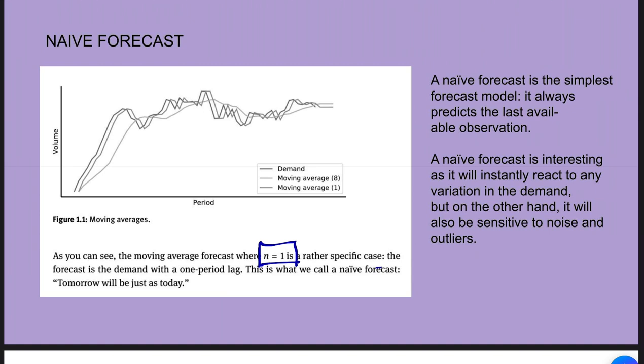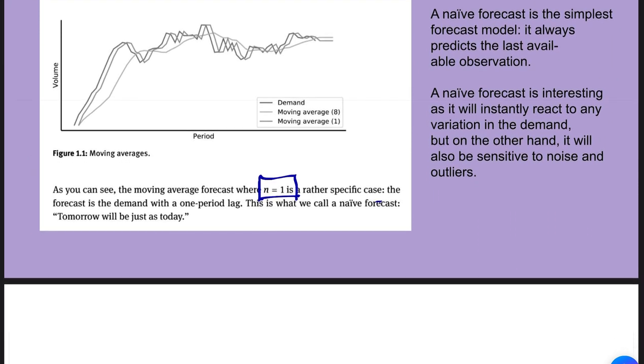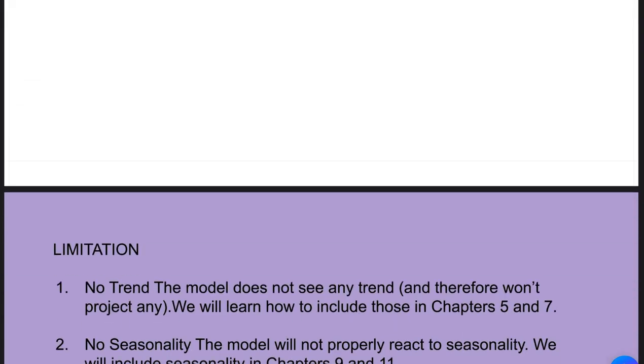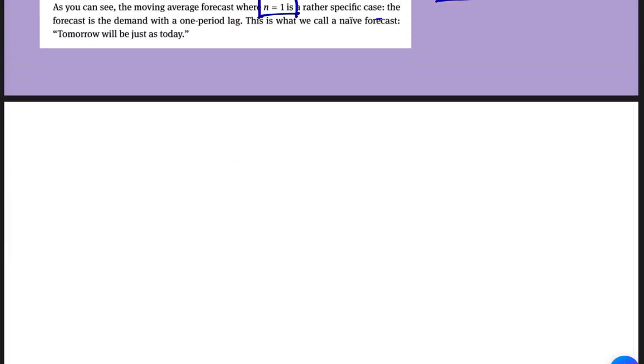The naive forecast is very interesting as it instantly reacts to a variation in the demand, but on the other hand it is also sensitive to noise and outliers. Since it is always going to return the previous value itself, if there is noise or outliers present in the data, it is also going to be reproduced in the same manner. So this is the naive forecast that we have, as well as the moving average.